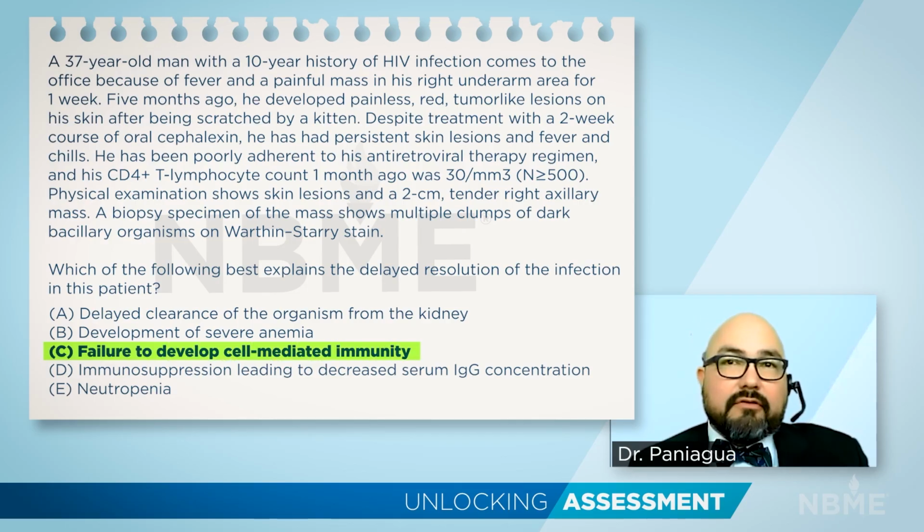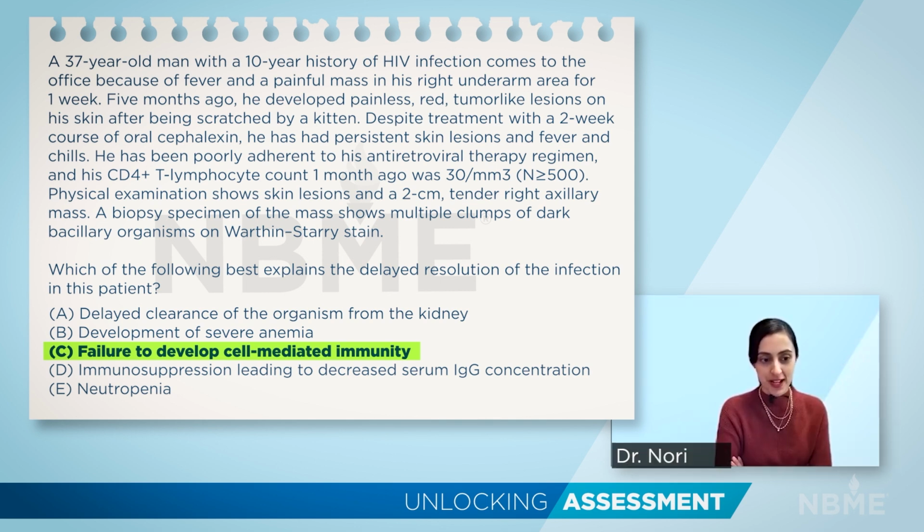And the key correct answer is C, failure to develop cell-mediated immunity. Lots of you selected C, failure to develop cell-mediated immunity. And it was almost as if you wrote this question because so many of you were arriving at that answer naturally and organically. One or two of you may have selected choice D, and I'm curious to hear how you arrived there. And maybe let's hear out loud what your thought process was.